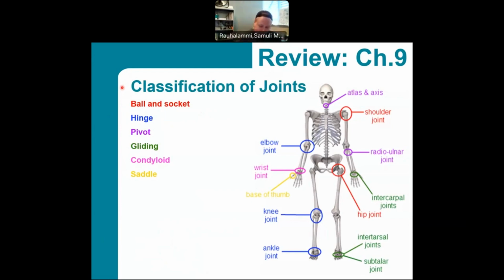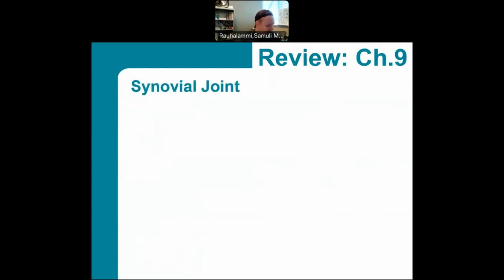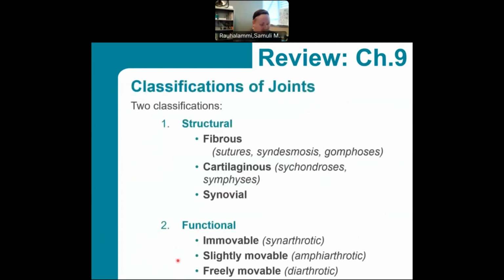I was thinking that maybe I should have expanded a little bit more on these functional movements. So I'll just root back to here. I think that an example of the immovable joints really would be bones of your skull, for example. Slightly movable ones, I think a good example are your ribs, facilitating the movement. Totally freely movable, for example, your shoulder joint, your hip joint, where we see this large range of movement.